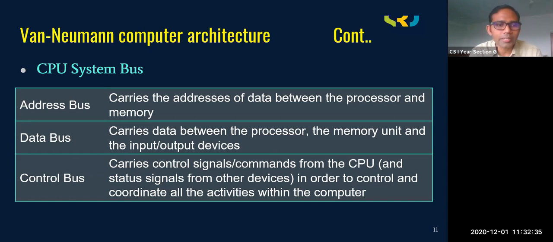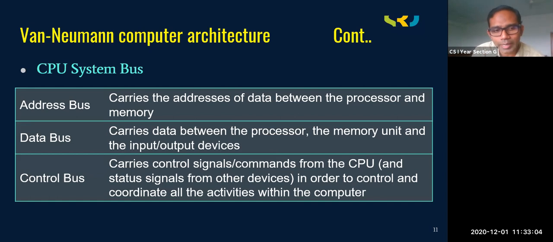Now, those commands or signals are carried by a control bus from the CPU, and status signals from other devices. Status signals in the sense what? You have pressed the power button, it sends a status signal to switch off the computer. Okay, you have pressed the button on your optical disk drive, it has to open the tray, a signal is moved to open the tray. All this comes under control bus, that is status signals from the other devices.